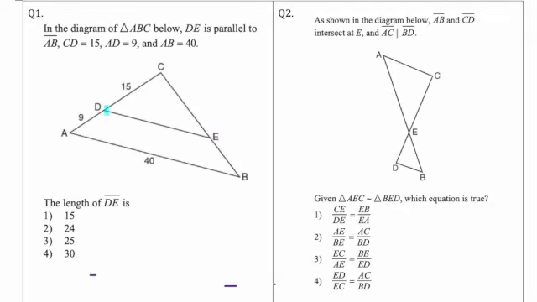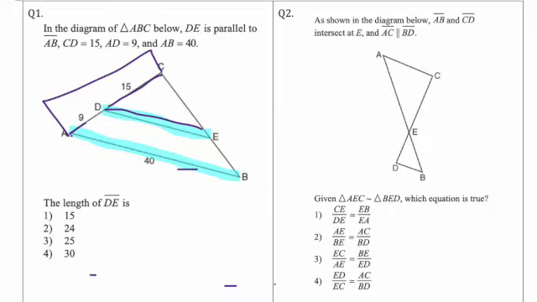Okay, and DE is parallel to AB. In this case, AB is an entire side of the triangle, so we're going to be working with corresponding sides. We're going to be working with entire sides, okay? So we have an entire side of the small triangle, and we are going to work with the entire side of the big triangle, okay?